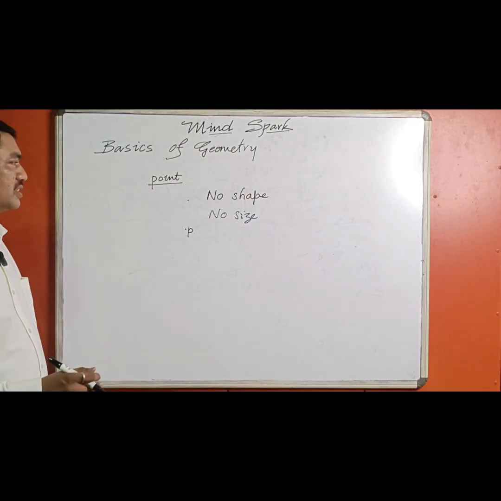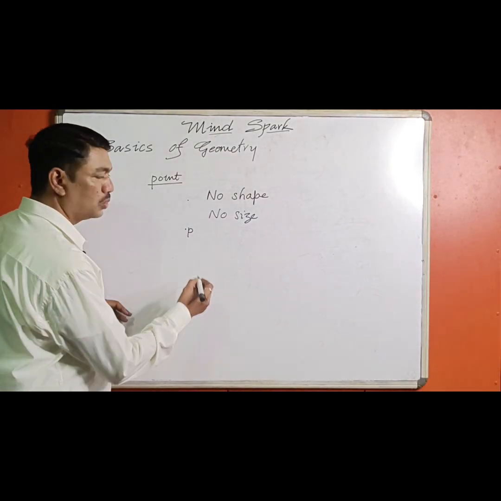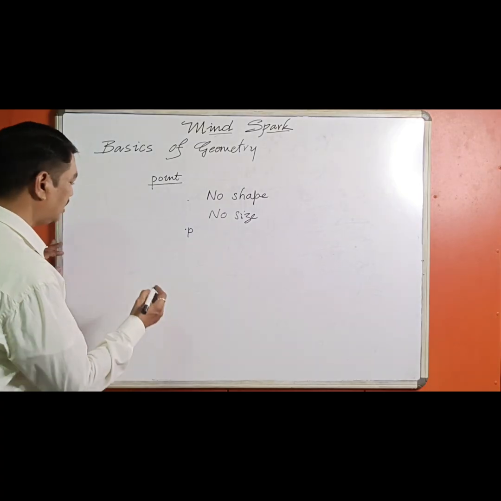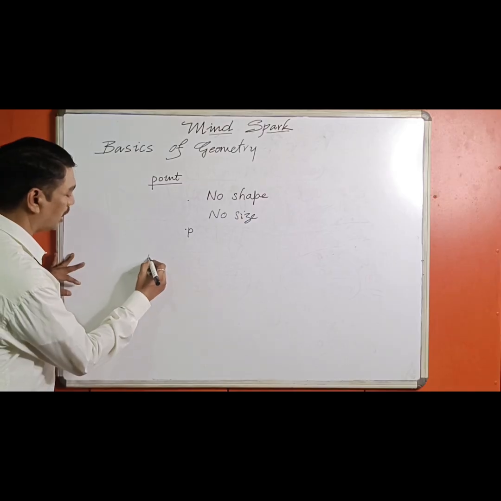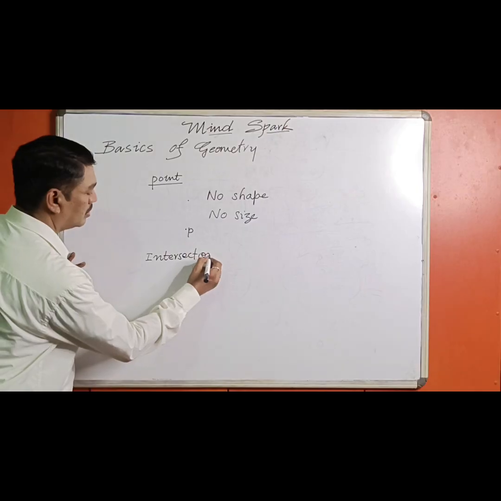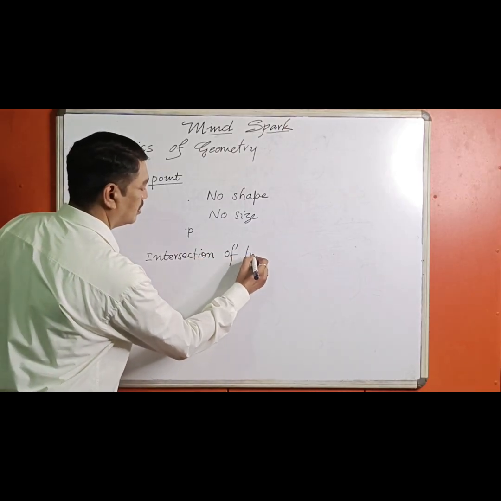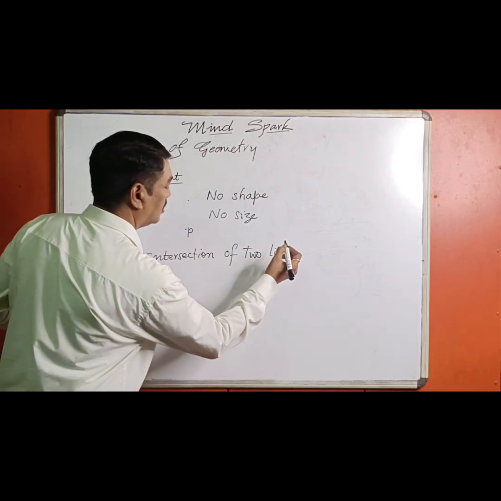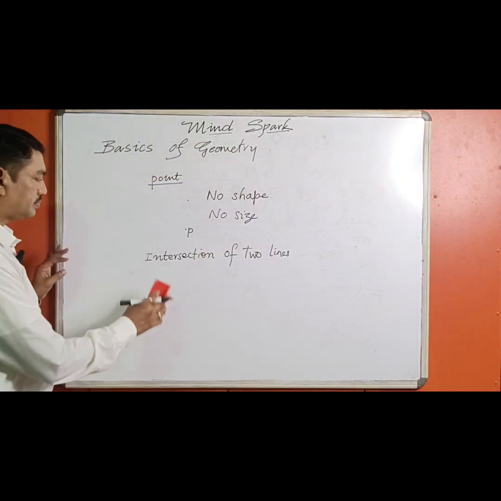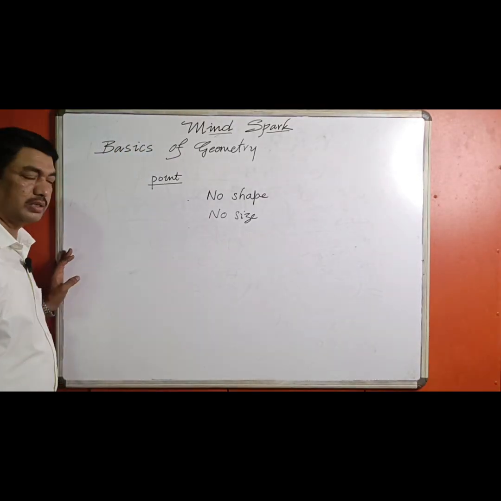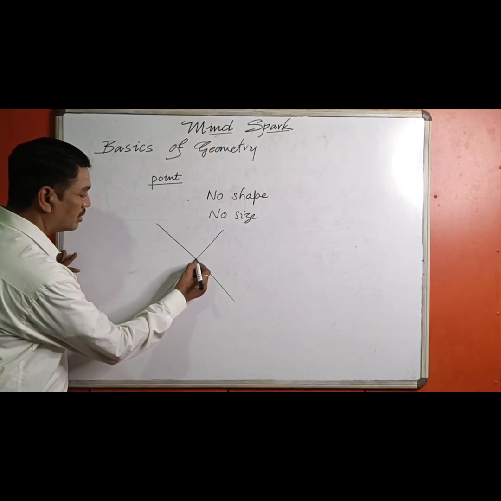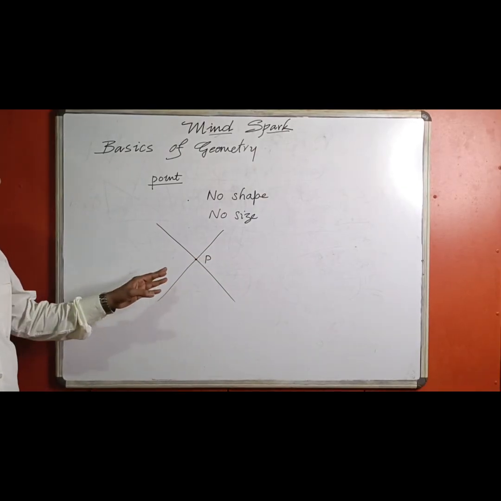Another definition is the intersection of two lines. A point can be created by the intersection of two lines. Like this, if you draw two lines, you see the point of intersection. See, this is a point. This is how you can create a point.